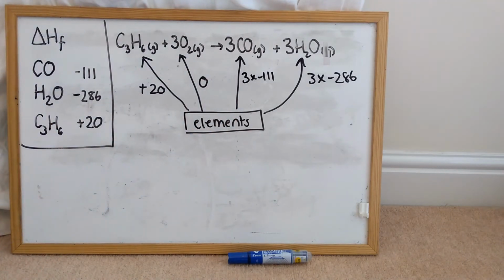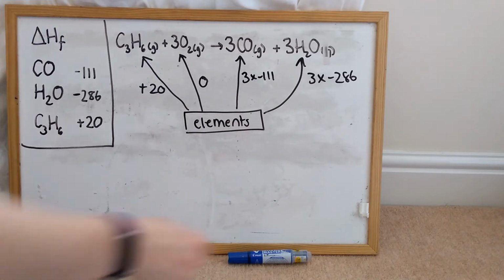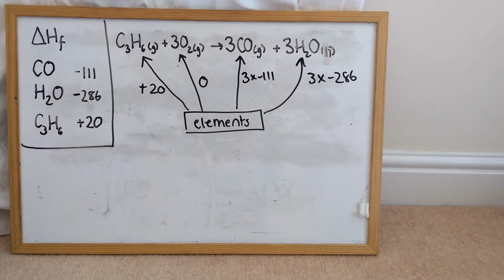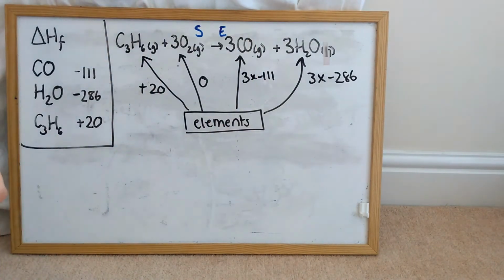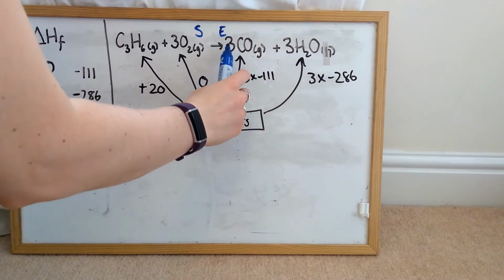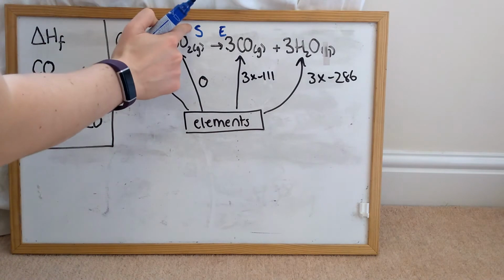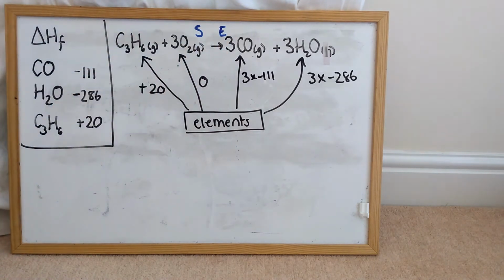Now, in order to work out the overall energy change, I can use this cycle. And what I always do for these Hess's law questions is write start and end. So I'm trying to figure out what the overall energy change for this arrow here is. And in order to do that, I need to get from the start to the end. But Hess's law tells me that it isn't important which route I take. So I don't necessarily need to go from left to right. I can go down to the elements and back up again.